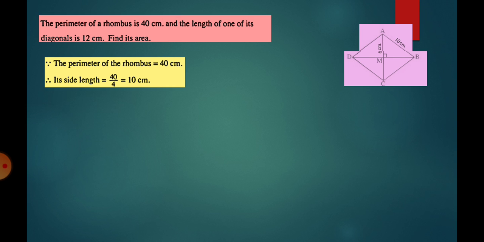Then the triangle AMB is a right-angled triangle. We have the length of two sides. We want to find the length of the third side, BM, by the Pythagorean theorem. BM power 2 equals 10 to the power 2 minus 6 power 2.